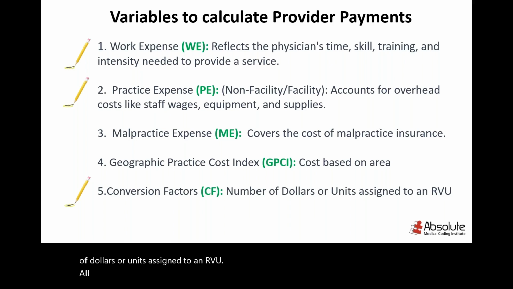All right, so we need a WE, a PE, and an ME. These are the three main variables that we need.